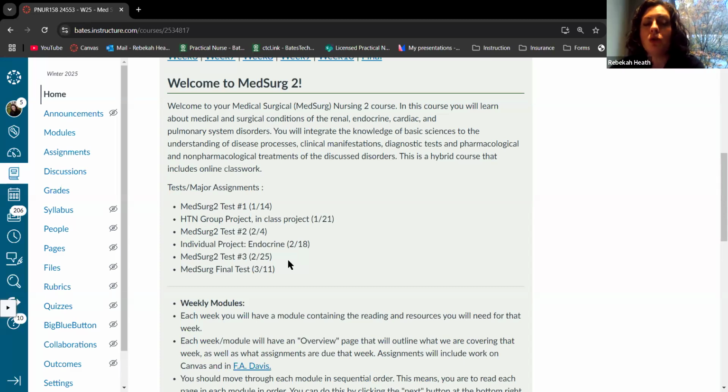There's also an individual project that I believe falls on week 8 later in the term. And that's one that's not a whole lot of work, but it's a little more in-depth, a little more rigorous homework assignment for you. And then we have MedSurg test number 3 on week 9. And then on week 11, the last week of the term, we'll have our final test, and it will be cumulative, meaning it will cover all the things that we've covered in the class.